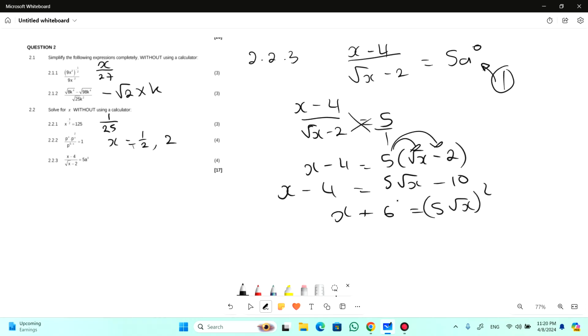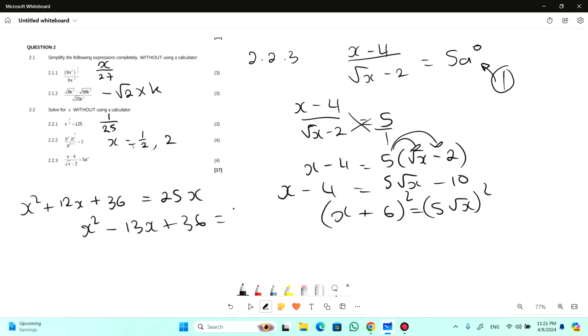I want to remove the square root, therefore on the left hand side I'll have x squared, and then 6 times x is 6x times 2, that's 12x, and then 6 squared, that's 36, which is equal to 25 times x. Okay, so now I'll have x squared minus 13x plus 36 equal to 0. And then you basically solve.